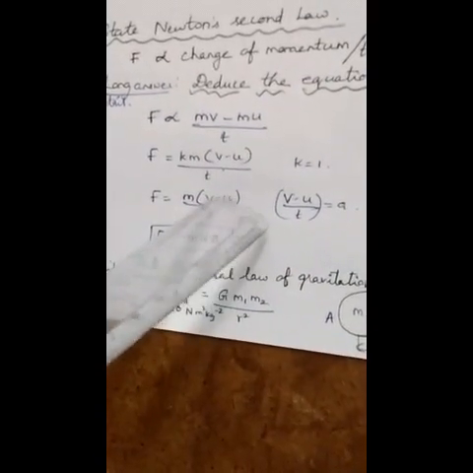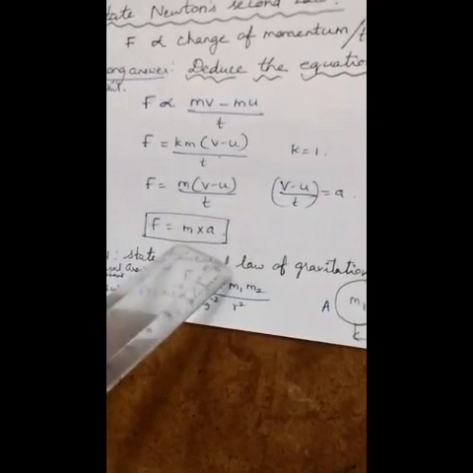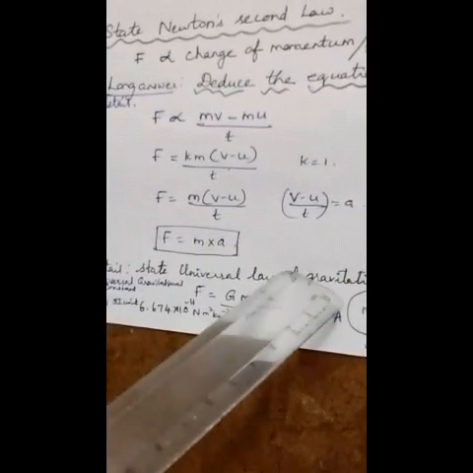Now we know that (v minus u) by t, that is change in velocity with respect to time, is known as acceleration. So it is denoted as a. So F equals mass into acceleration, that is Newton's second law. Force is equal to mass into acceleration. This is the equation of a force using Newton's second law.